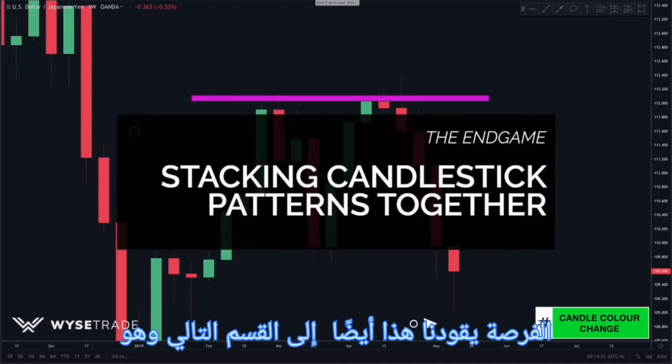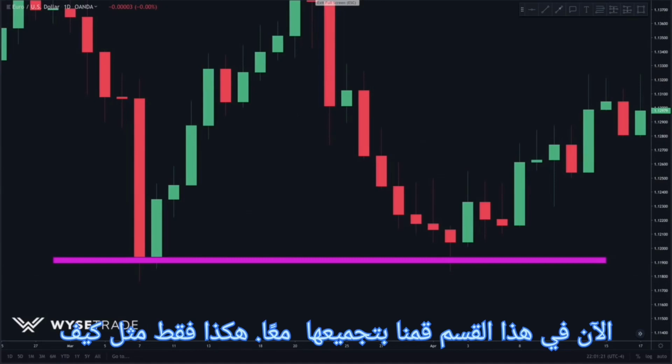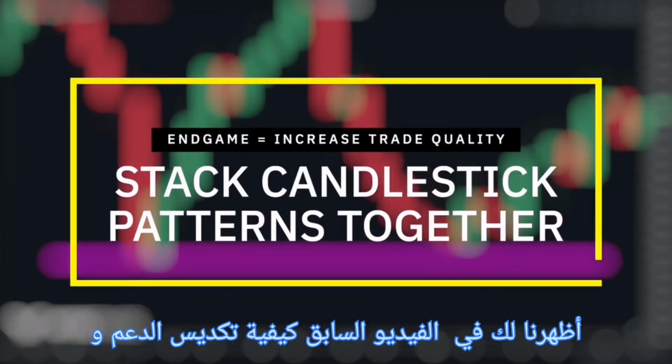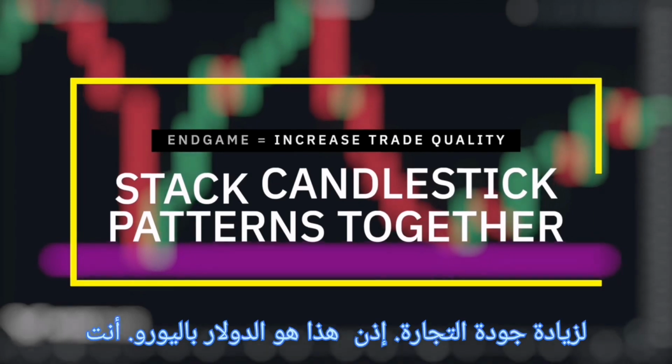This also leads us to our next section, which is combining candlestick patterns together. So let's jump to that. Now, in this section, we put it all together. Just like how we showed you in the previous video how to stack support and resistance trades, you can also stack candle patterns together to increase trade quality.